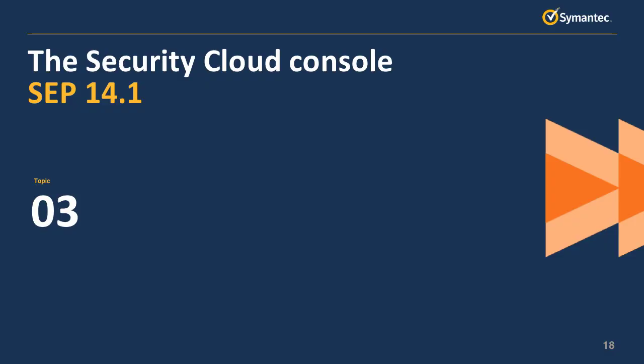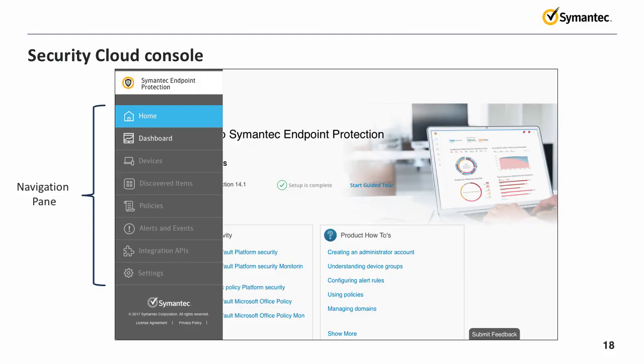This is the Security Cloud Console SEP 14.1 topic. This screen shows the main page of the Symantec Security Cloud console after logging in. A collapsible navigation pane opens on the left side to allow ease of access to console pages, including Home, Dashboard, Devices, Discovered Items, Policies, Alerts and Events, Integration APIs, and Settings. Let's take a closer look at each of these areas.